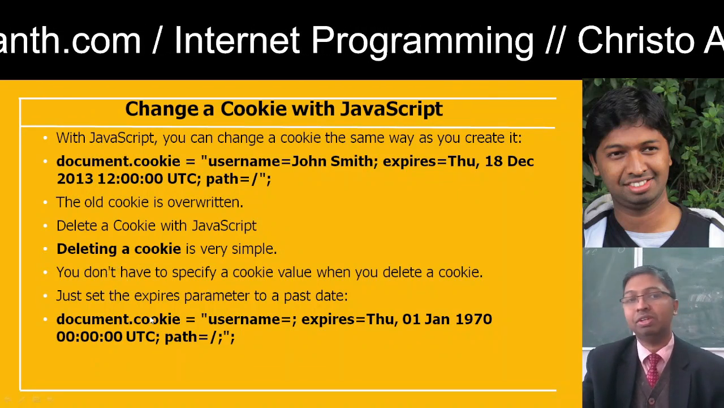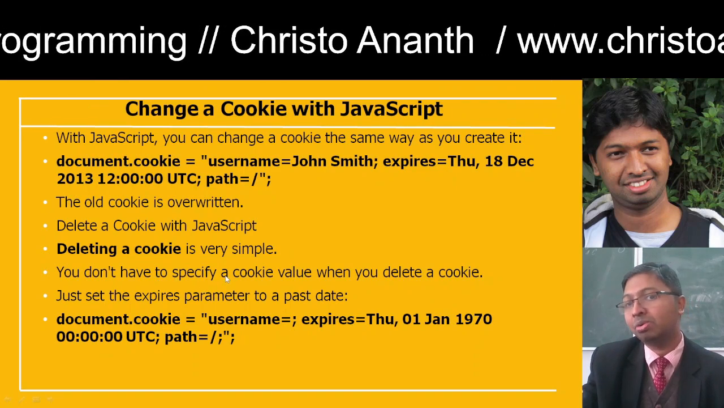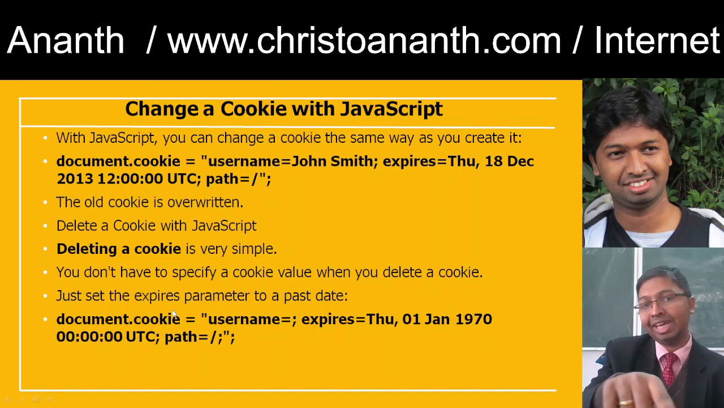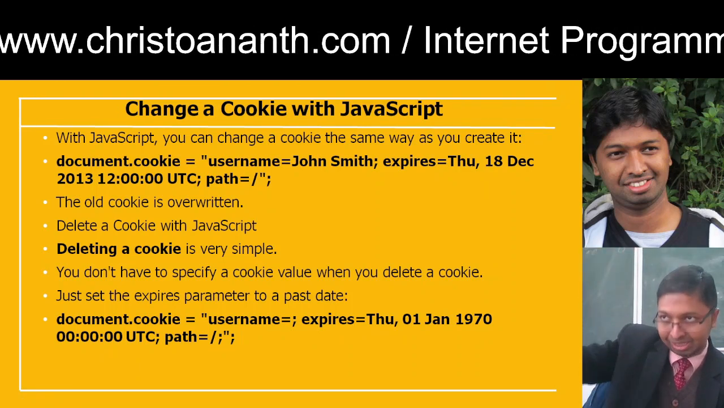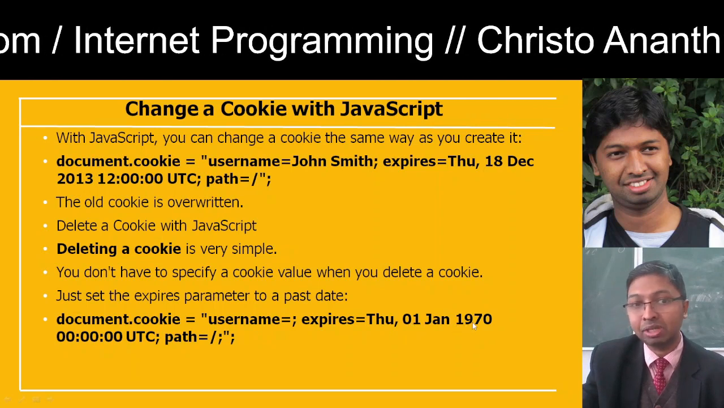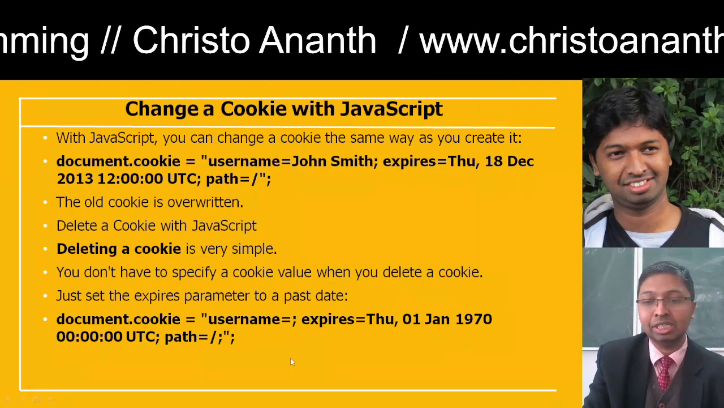You can also delete a cookie with JavaScript, and that's also very simple. You need not specify the cookie value when you delete a cookie. You have to set the expires parameter to a past date. So here, if you can see, expires Thursday 1 January 1970. You can specify that, which means it will be deleted.